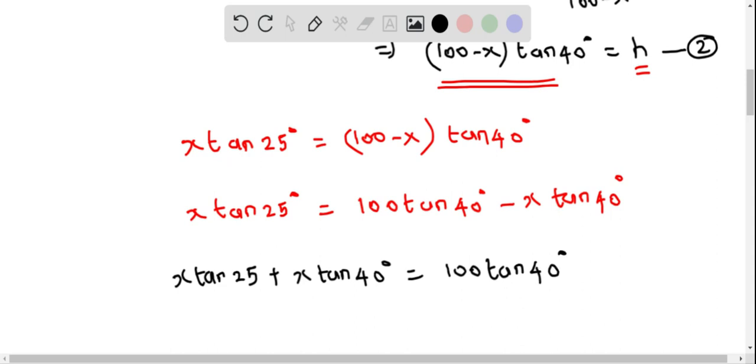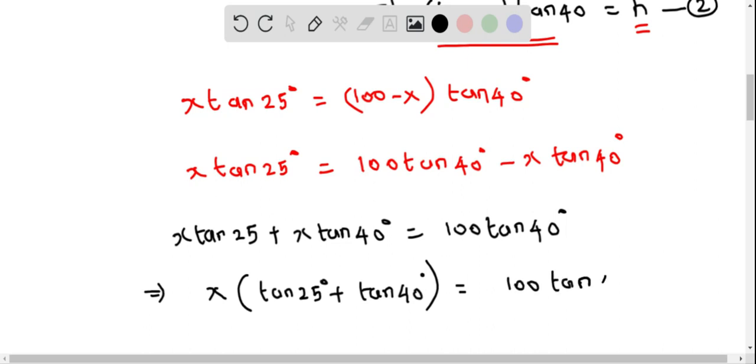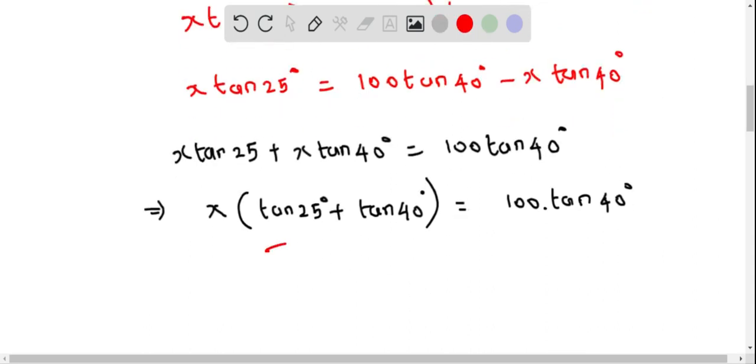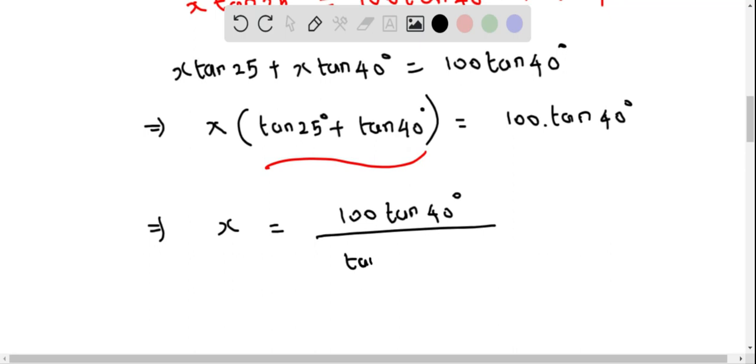I can factor x from the left hand side. So when I do that, I get x times tan 25 plus tan 40, these are all in degrees, equals 100 times tan 40. Now let me divide both sides by this quantity, that is tan 25 plus tan 40. So when I do that, I get x on the left side, which is equal to 100 times tan 40 over tan 25 plus tan 40.